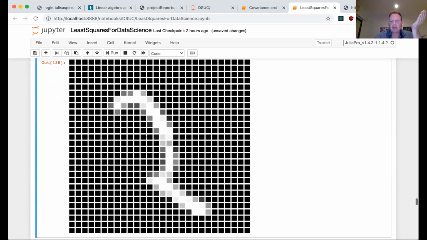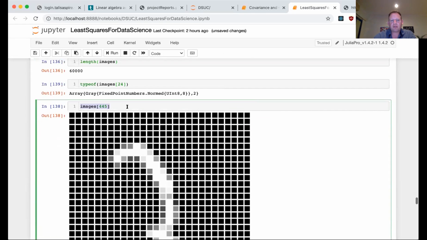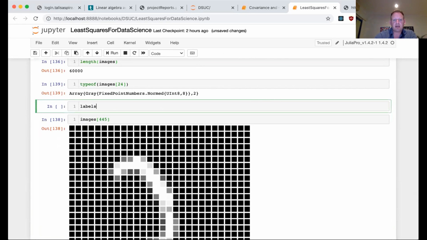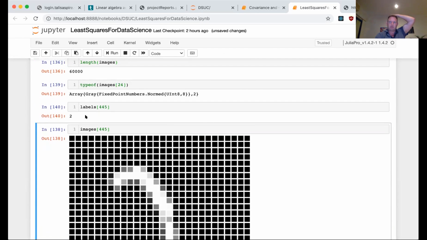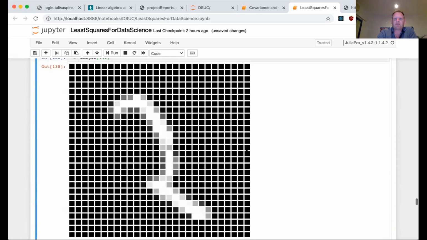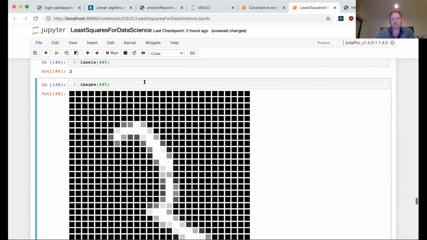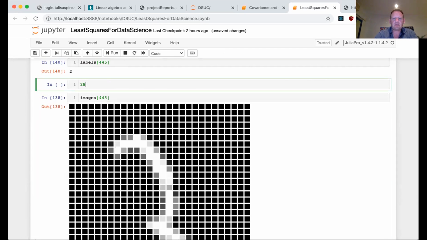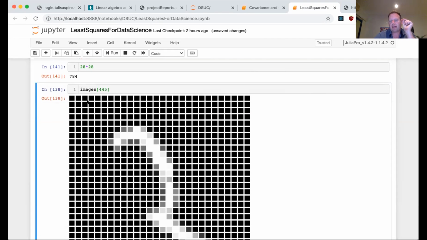Somebody said that this image is a 2, so let's go to labels 445, and yep, it's a 2. When you want to do supervised learning, you need your data to be labeled. The features here are all of these pixels for an image. There's 28 by 28, which I believe is 784 pixels, and each pixel has a value maybe between 0 and 1.